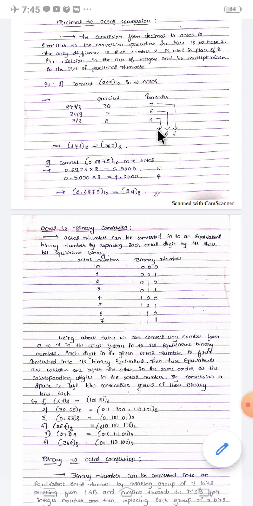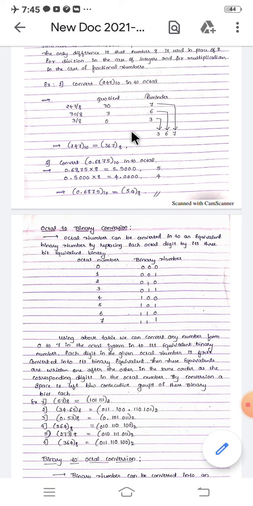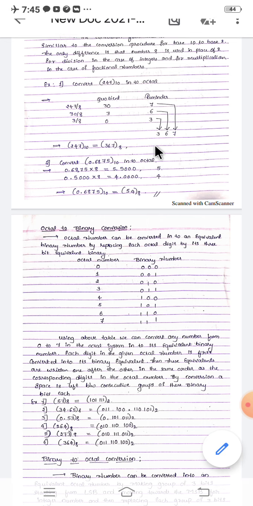Now 3, 6, 7. In binary also, we have to take the remainders in reverse order. Here also, 247 with base 10, decimal to octal, means take 3, 6, 7, that is 367 with base 8. So this is the conversion of decimal to octal.